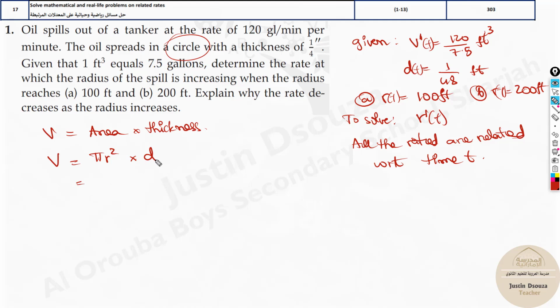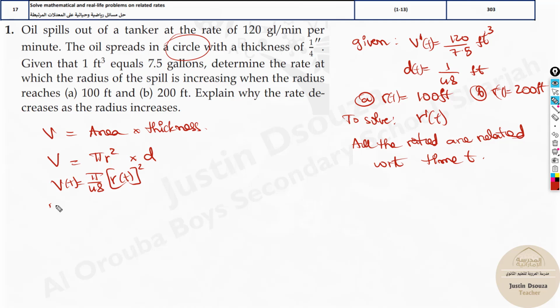Now we know the depth is how much? 1 by 48. So I'll write 1 by 48 here instead of d. I'll write pi by 48, then we have r squared and volume. Now this will be with respect to t. Here the square will be outside because this is also with respect to t. Please remember this is all with respect to t.